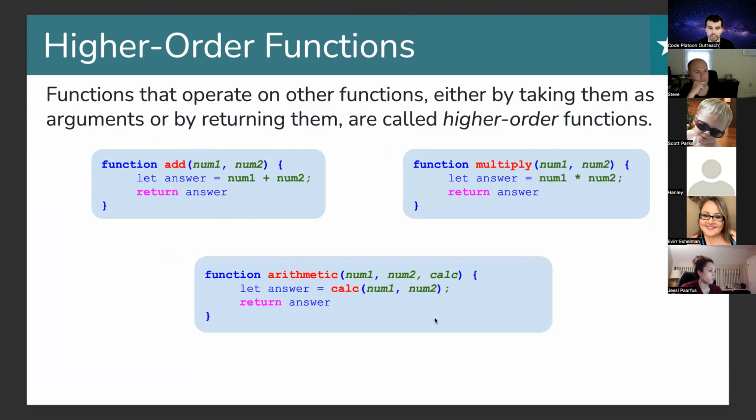Here we have a third function that's called function arithmetic, and it takes num1, num2, and calc. And then it declares a variable called let answer, and calc equals num1 and num2. Can anyone tell me what calc is in this scenario? You haven't seen it, but just judging by the syntax, calc has to be a what? Anyone? A function? Yes, it has to be a function, judging by it, because that's a function call right here.